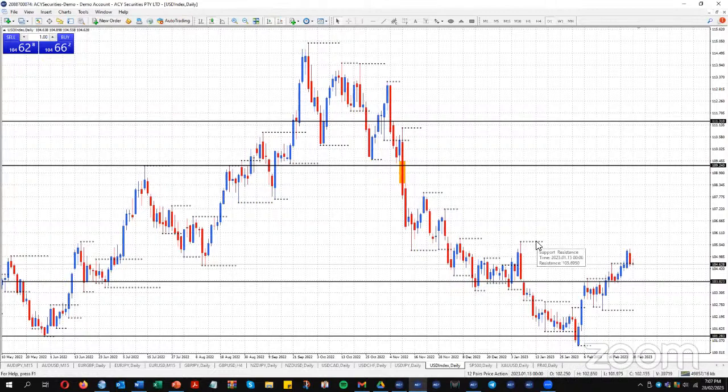Moving above that level in the new month can only be good for the US dollar and weak for the pairs to the US dollar, okay? So that is a level to watch, I think, as we're heading into the new month. Can we move above 105.69?